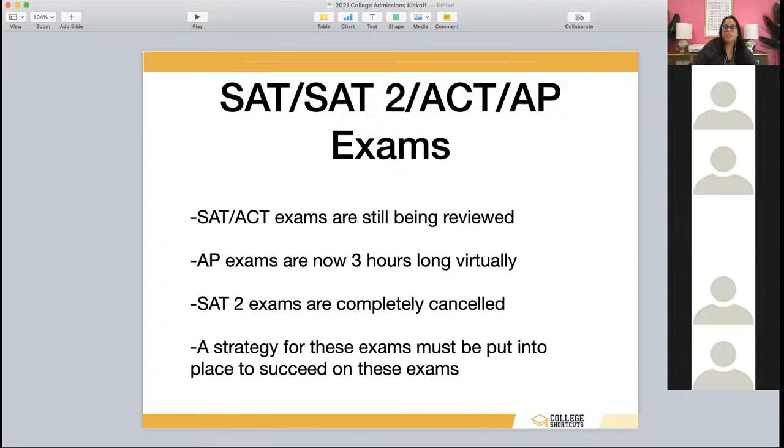So SAT, SAT2, ACT, and AP exams. Let's just get into this. SAT and ACT exams are still being reviewed, meaning if your child is going to be a senior, there are many schools that are opting out of taking the test because so many students had to drive to another city or fly to another city to take the test. And that's not really fair. So if you weren't able to take it, that's okay. If you were able to take it and you got a good score, share it. If you took it and your score did not do well, don't share that. Let's just throw that in the trash can, and that's all right.